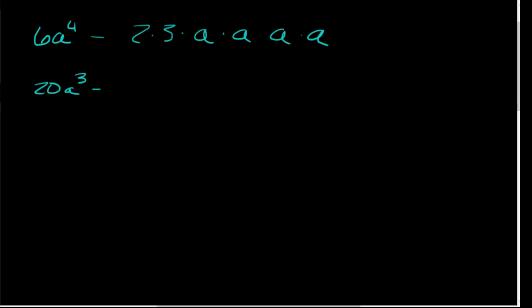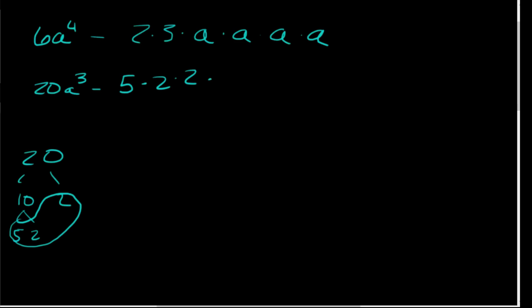Number 12. Again, it's a GCF problem, and it gives us 6a to the 4th and 20a cubed. So when we break this up, this becomes 2 times 3 times a times a times a times a. And if you're not ever sure what the number becomes, you can do your prime factorization. So 20 becomes 10 times 2, and that becomes 5 times 2. So I've got 5 times 2 times 2 times a times a times a.